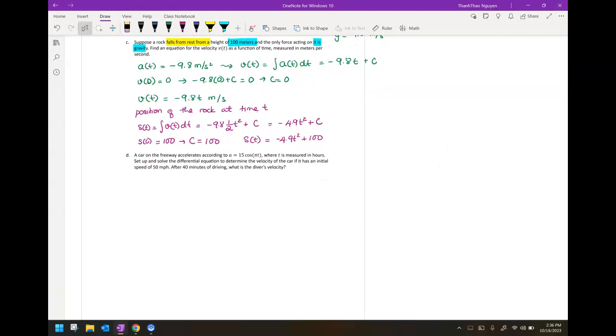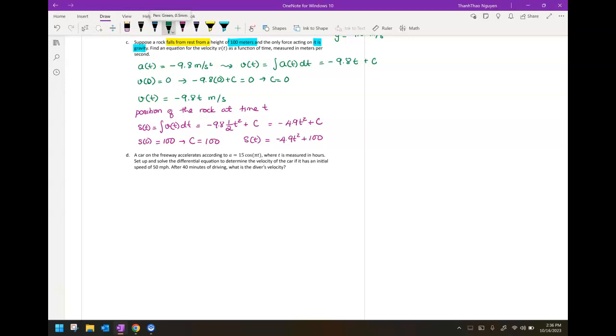A car on a freeway accelerates according to the function a of t equal to 15 cosine pi t, where t is measured in hours. Set up and solve the differential equation to determine the velocity of the car if it has the initial speed of 50 miles per hour. After 40 minutes of driving, what is the driver's velocity?